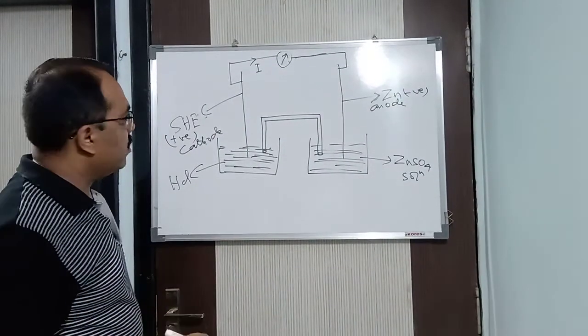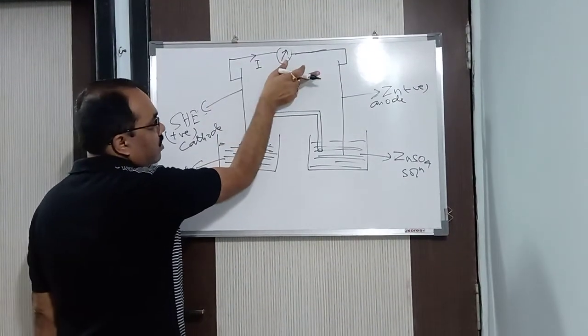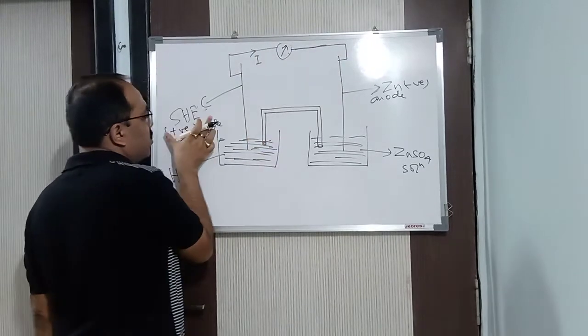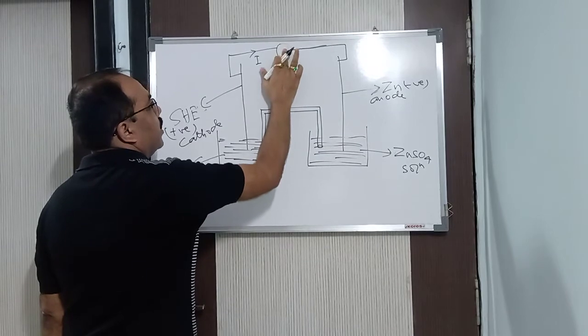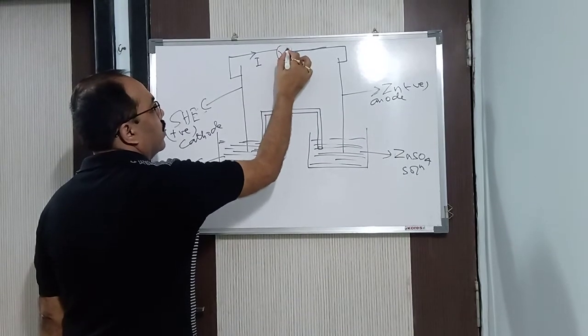So the galvanometer showed us that the current is flowing in this direction, because the needle deflects in this way. So this is positive, this is negative, this is cathode, this is anode. Now I replace this galvanometer with a voltmeter. That is what I want.